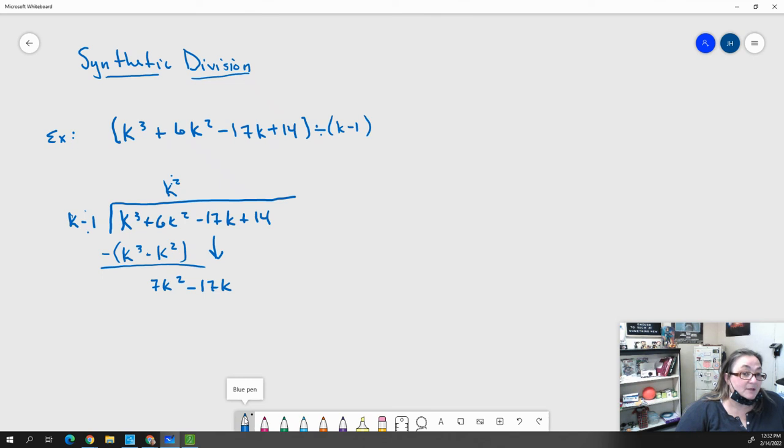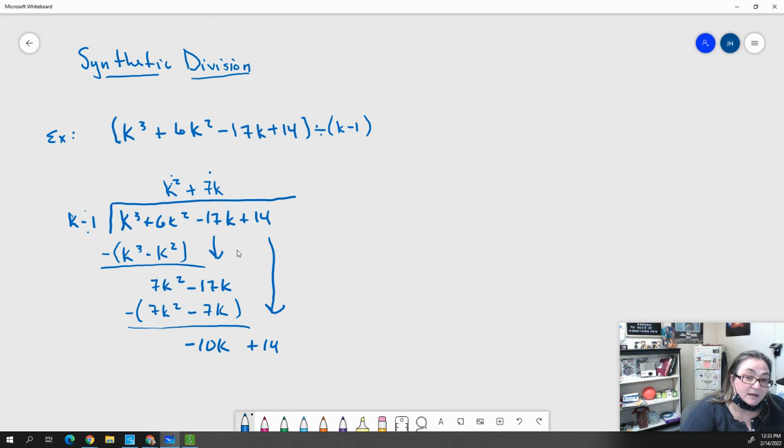And then we go, well, what do we multiply k by to get 7k squared? Well, we would multiply it times a positive 7k. So we're going to do the same thing again. 7k times k gives me 7k squared. Then 7k times negative 1 gives me negative 7k. And we'll put the parentheses and the minus around it. We'll go 7k squared minus 7k squared is 0. Then minus 17 minus a minus is like 17 plus 7, so we're going to get negative 10k and bring down the plus 14.